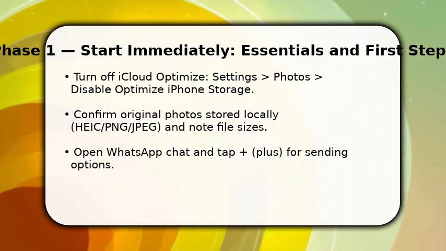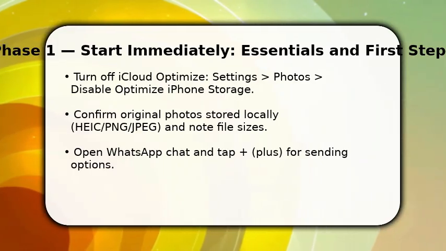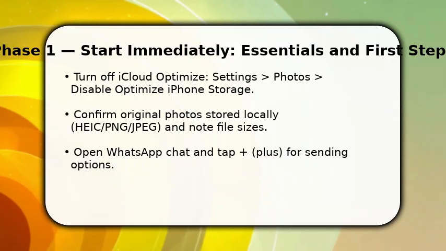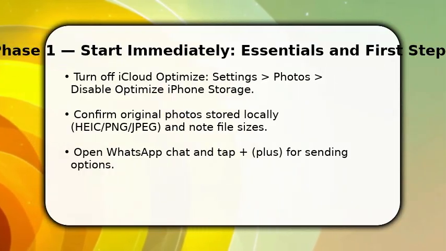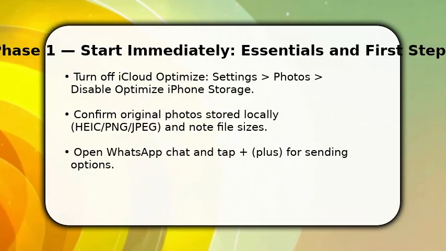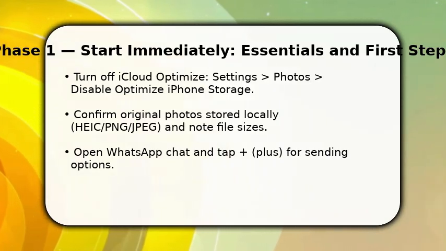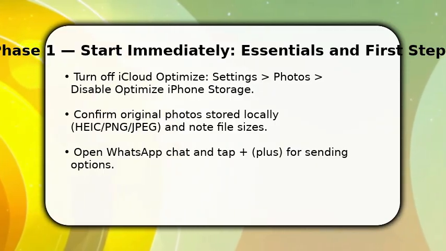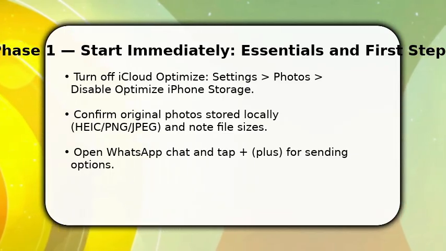You'll start by making sure the iPhone actually keeps the original image file. Once done, go to Settings, Photos, and disable Optimize iPhone Storage so originals remain. Next, check the photo's file type and size in Photos. Large originals preserve detail. Now open the WhatsApp chat and tap the plus button to reveal attachments.